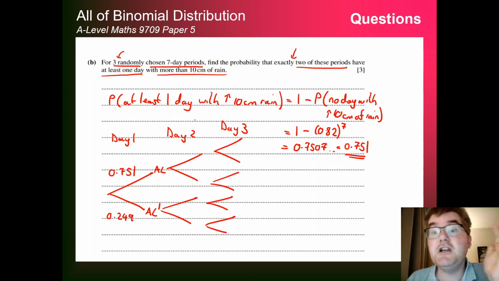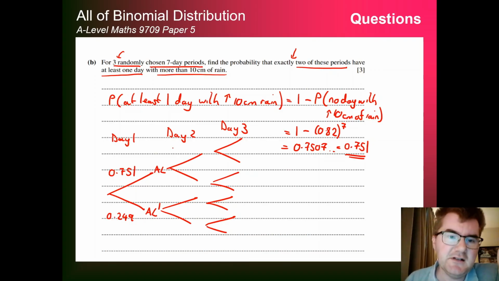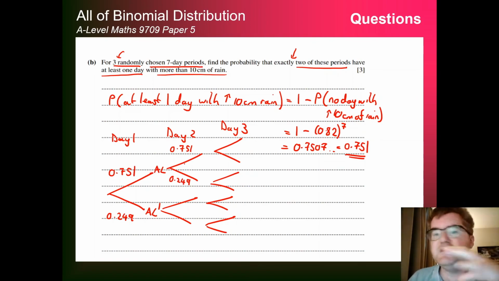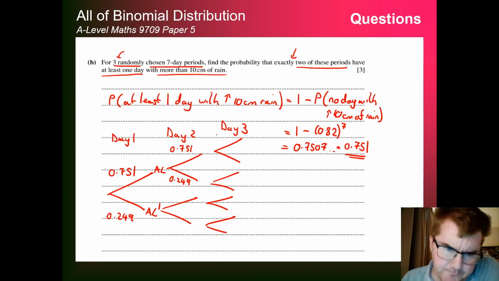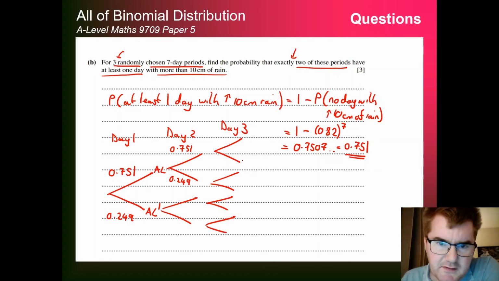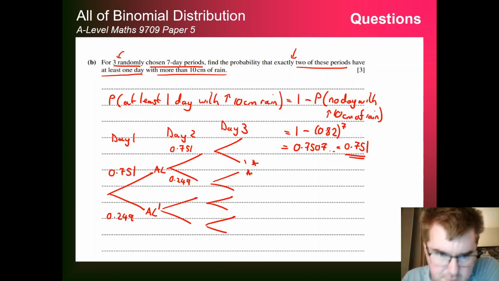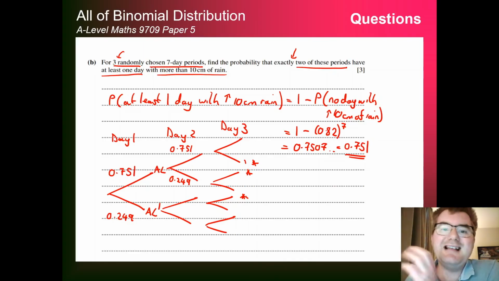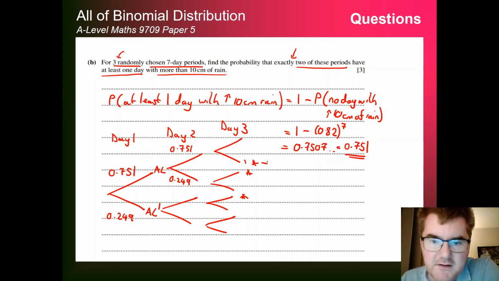And notice this doesn't change from day 1 to day 2. Each day is independent. So this would be 0.751. This would be 0.249. You see the pattern here across all the tree diagram that we have. And we want exactly 2 of these periods to have at least one day of more than 10 centimeters of rain. So we want exactly 2. So this one, this one, this one. So this route, or this route, or this route, because that gives us exactly 2.